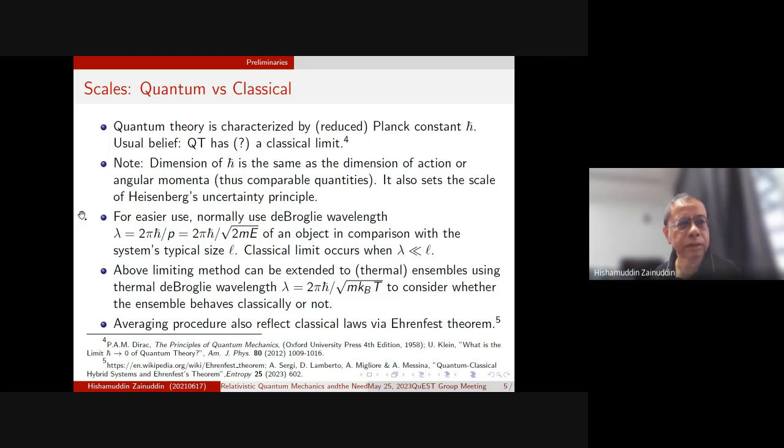When do you want to consider just some classical ideas, and when must you consider quantum ideas? The other thing that one can do with this is the idea of a thermal ensemble. So you consider a collection of particles distributed at some temperature. Then the way we do things is just to look at the thermal de Broglie wavelength. So you can treat the system to be classical if it obeys the same kind of condition.